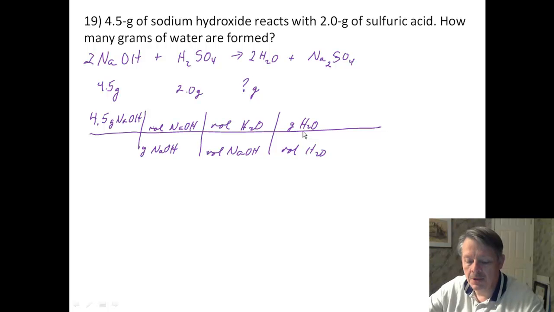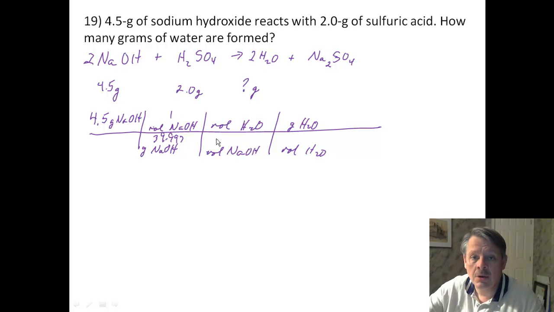Okay, so clearly what we have to do is look up sodium hydroxide on our periodic table, calculate how much that weighs. Right, I have lost my pointer. There we go. Thank you. That's 39.997 grams of sodium hydroxide in 1 mole.